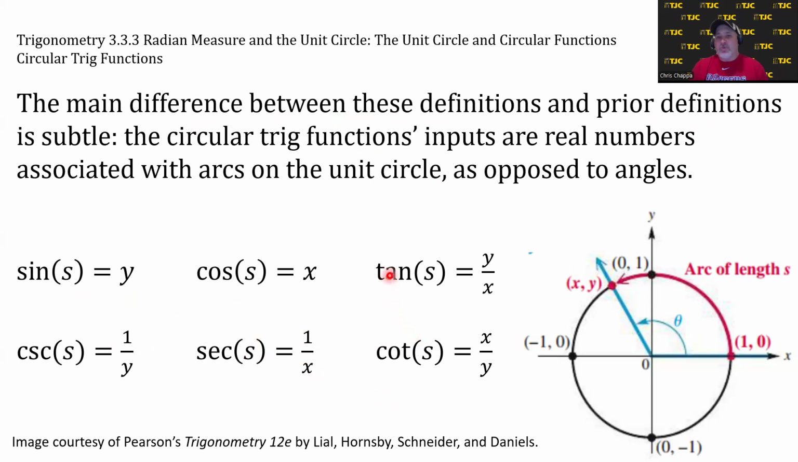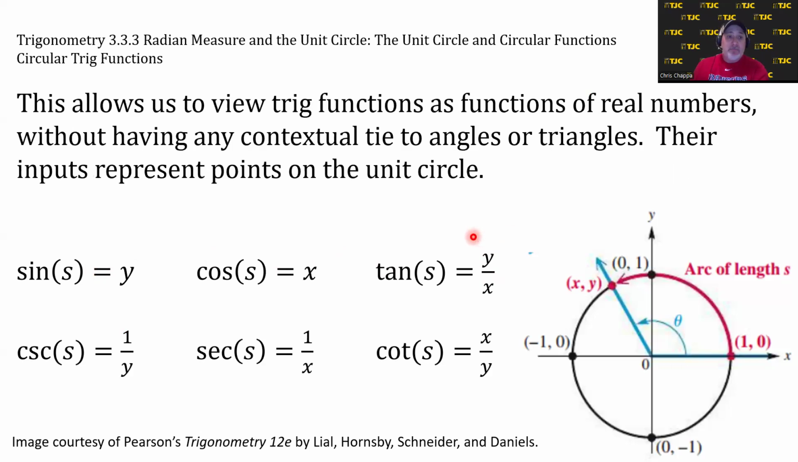The main difference between these definitions and prior definitions is subtle. The circular trig function inputs, the s's, are real numbers associated with arcs on the unit circle as opposed to angles. This will allow us to view trig functions as functions of real numbers without having any contextual tie to angles or triangles. Their inputs represent points on the unit circle. So for example, in physics, you could think of s as measuring time or something.